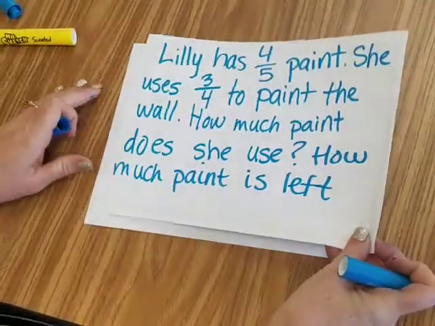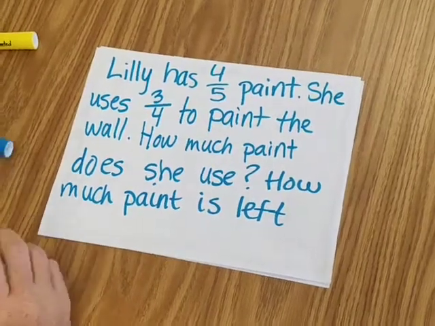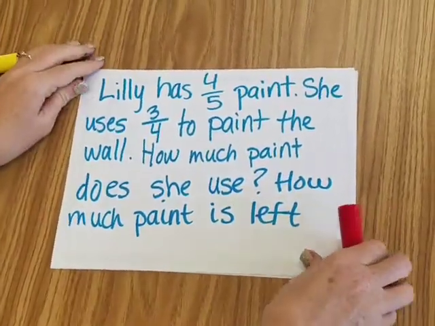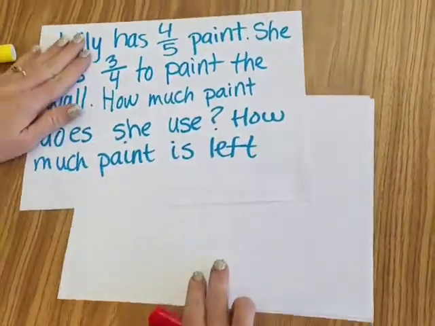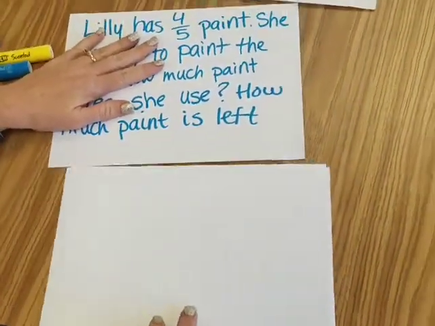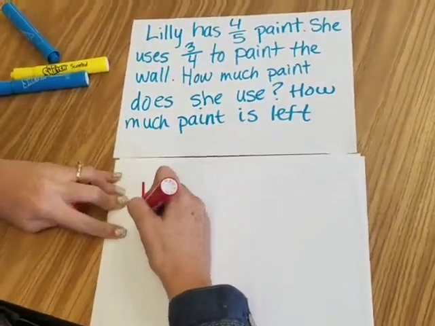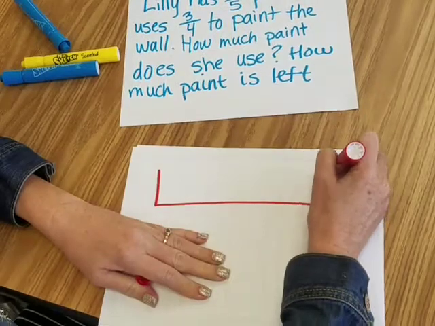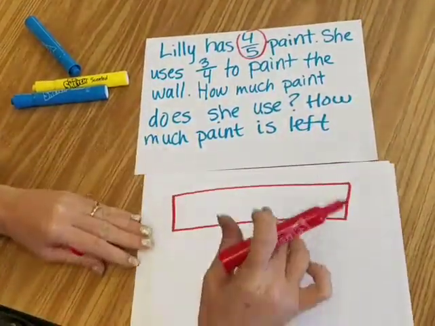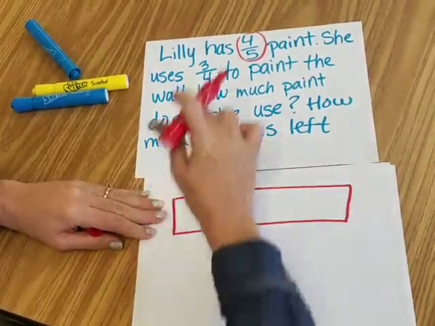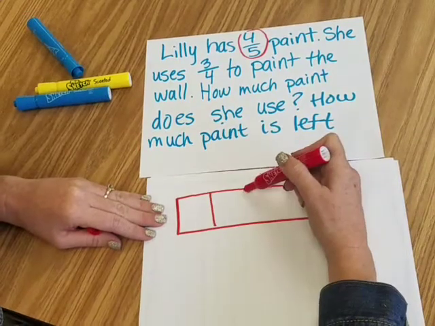So our new problem is Lily now has 4/5 of paint. She uses 3/4 to paint the wall. How much paint does she use? How much paint is left? We'll keep this in the shot so you can hopefully see both here. So we're going to start with our bar. Since she starts with 4/5, we are going to cut this bar into 5 parts. See if I can try to do this as equally as I can.